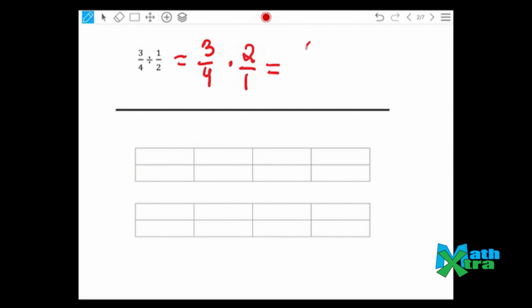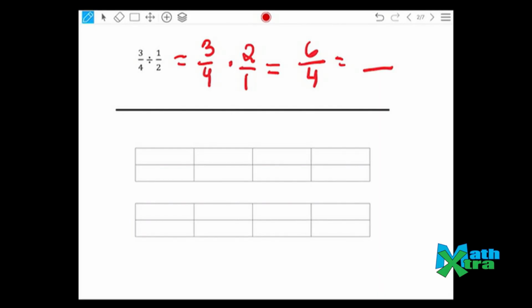3 times 2 is 6. 4 times 1 is 4. We can either reduce it now or we can reduce it later. Remember, 6/4 is an improper fraction. We need to turn our improper fractions into mixed numbers. The denominator will always stay the same.